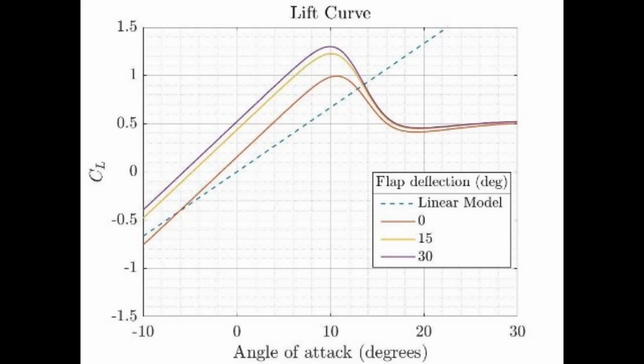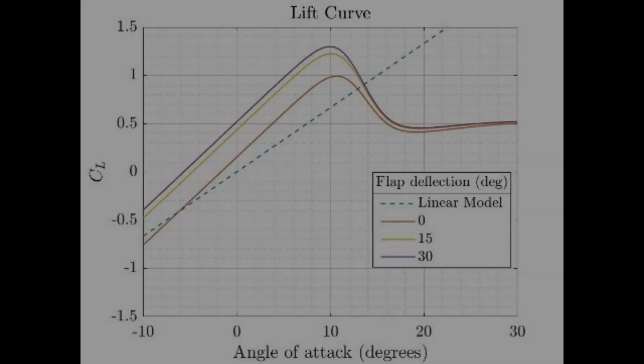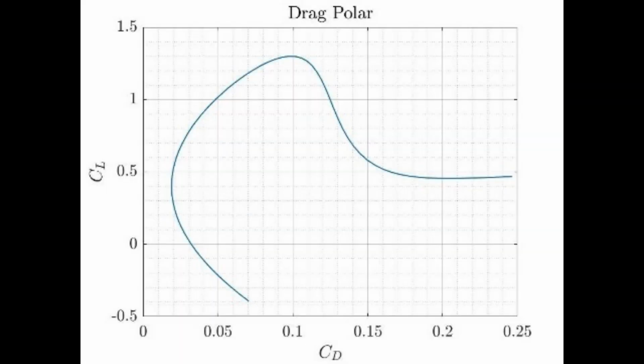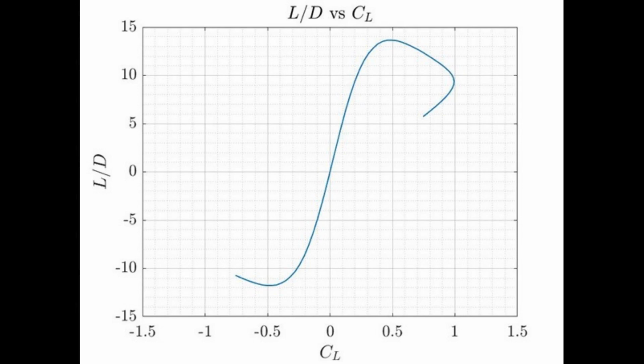This graph shows CL against angle of attack, showing a CL max of 1.3 with a 30-degree flap deflection at 10 degrees angle of attack. This plot shows CD versus CL for a clean configuration. This plot shows the lift-to-drag ratio versus CL, showing that the maximum lift-to-drag ratio is approximately 13.5. The manufacturer specifies the maximum of 30, so this simulation shows roughly half of that.